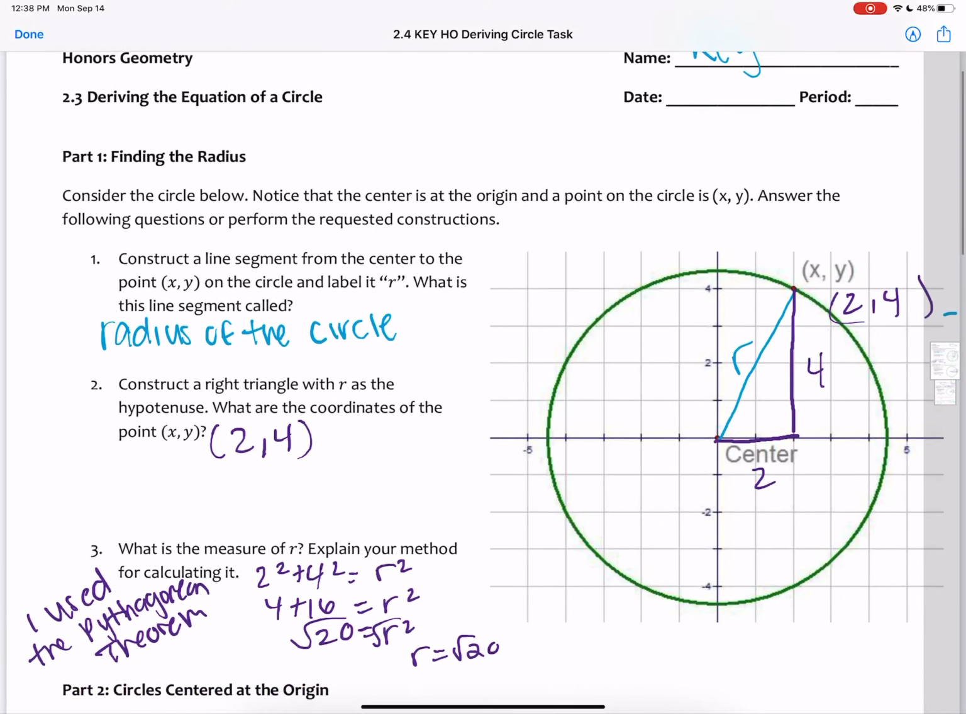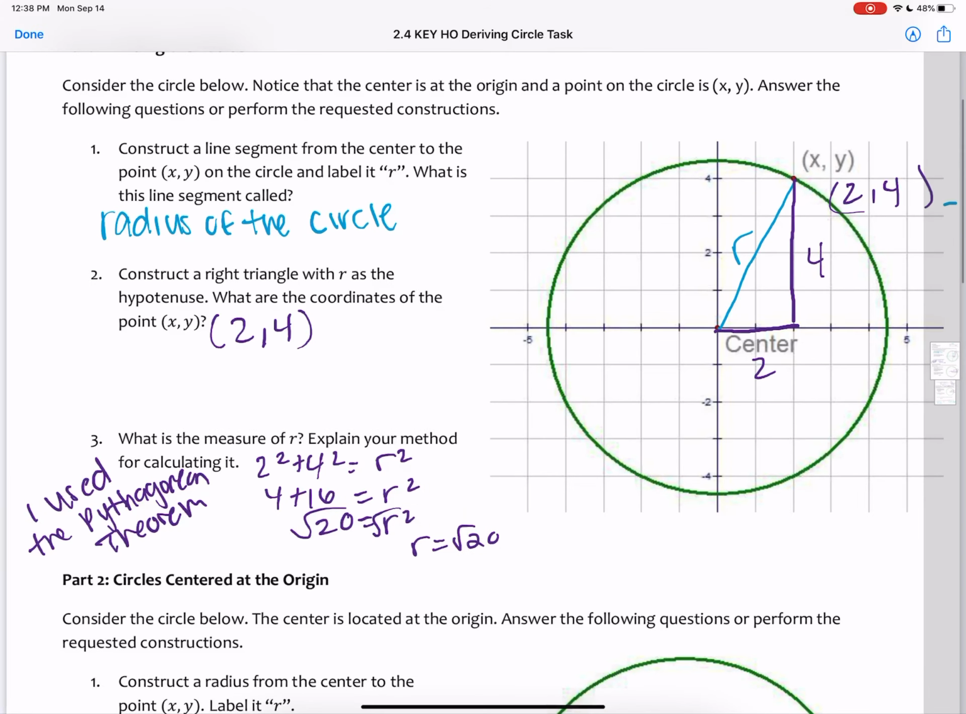So for this first part, it asks us to take the center and to take a point x, y, and to find the radius. So the radius is going to be the diagonal length from the origin to the point. So you'll see it in the blue.